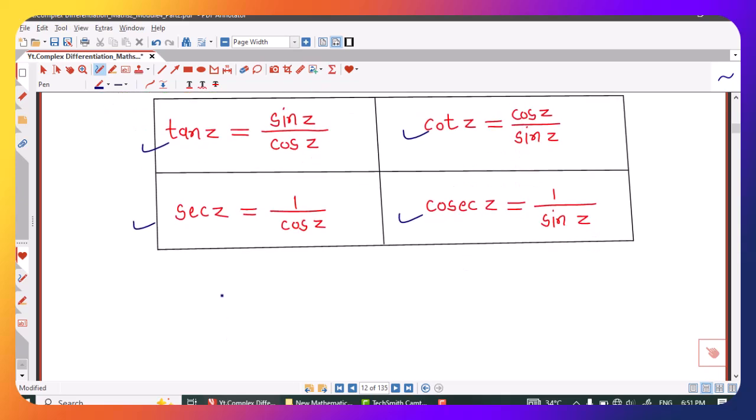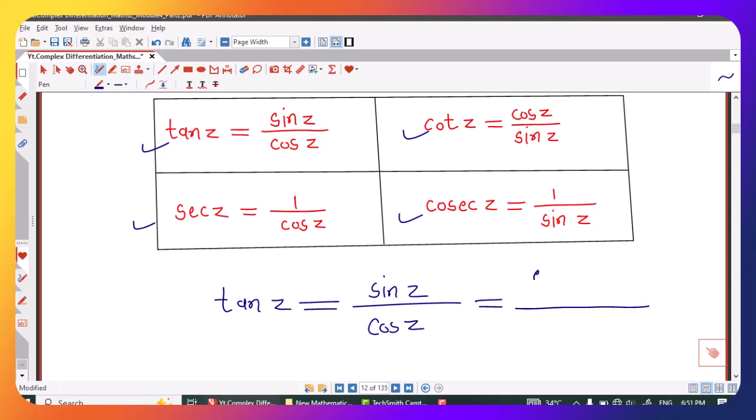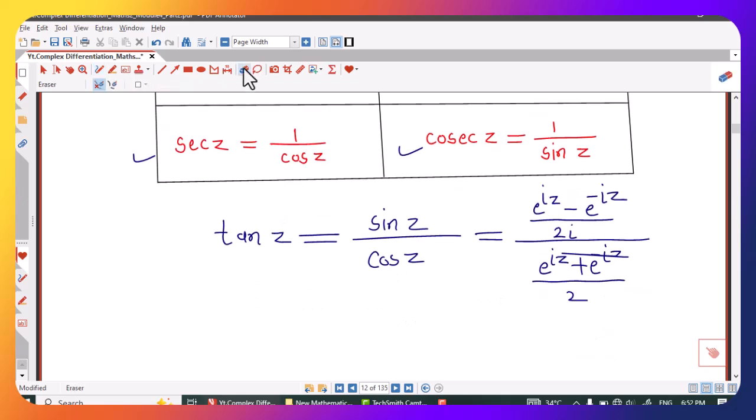We can simplify this in terms of the exponential function also. We have tan z equal to sin z divided by cos z, and if we write the definitions of sin z and cos z, we have e raised to iz minus e raised to minus iz divided by 2i, and here I have e raised to iz plus e raised to minus iz divided by 2. Let me remove this.